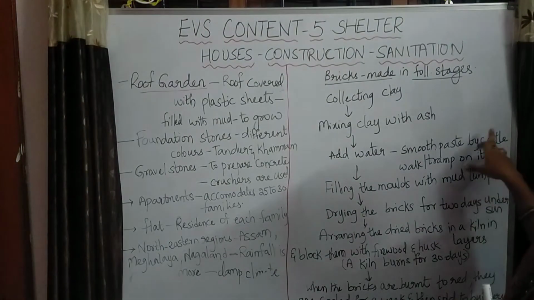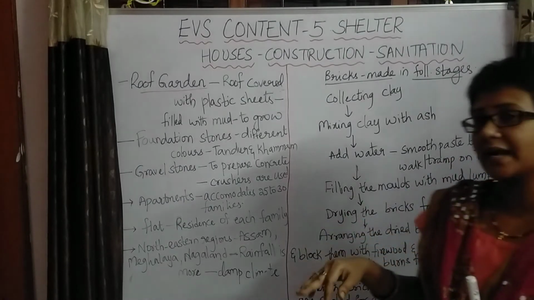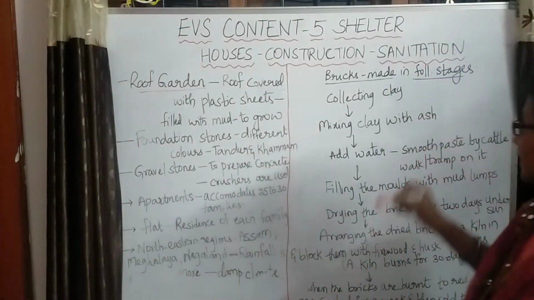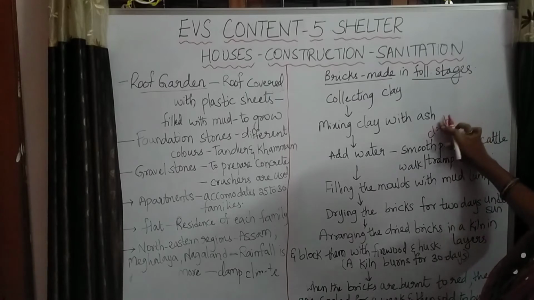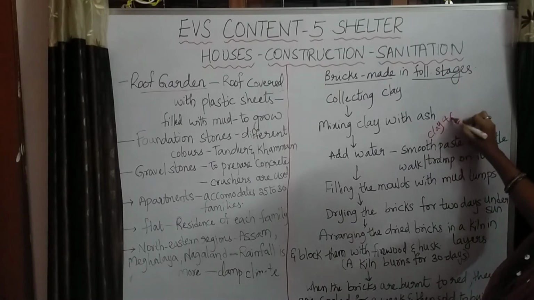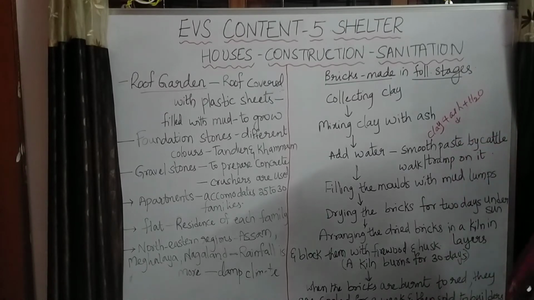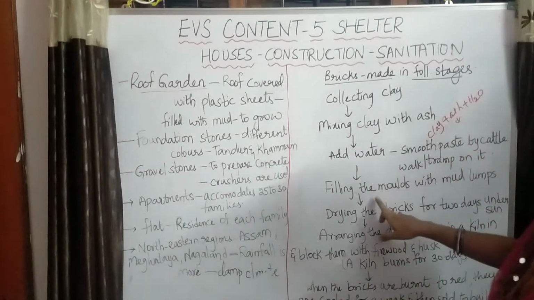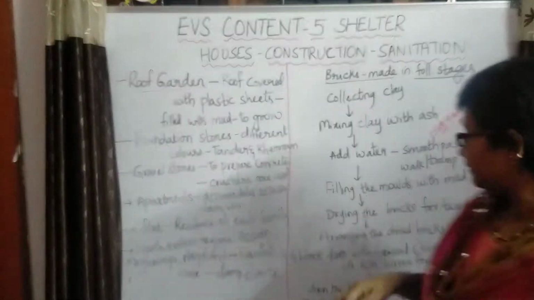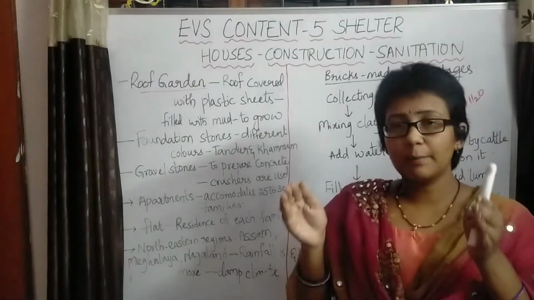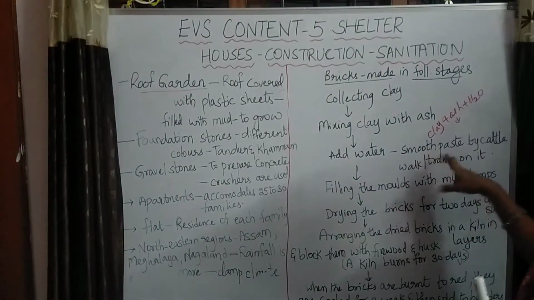And this smooth paste will be prepared by cattle walking or tramping on it. So the cattle are allowed to walk on that mixture of clay, ash and water, and it is made into a soft paste. Next, the smooth paste will be filled in the molds with mud lumps. The molds are of whatever brick shape we want, and in those molds the smooth paste will be filled.